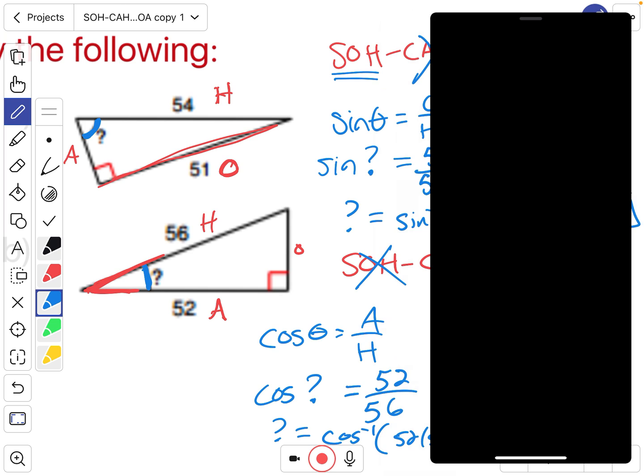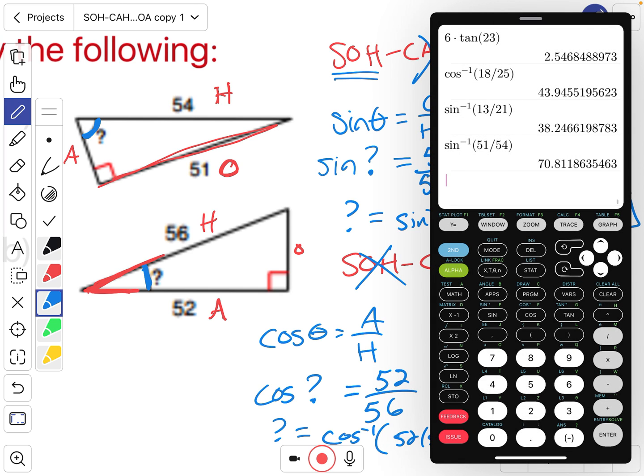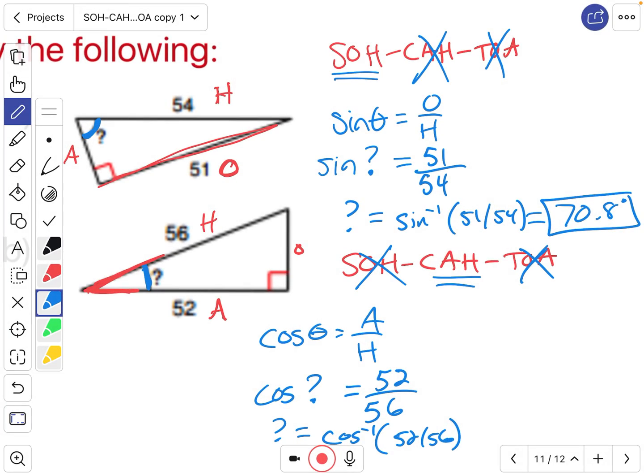So I'll bring up my calculator here. Now we have to do second cosine to get that cosine inverse up. So second cosine, and now it's 52 divided by 56. If I press enter, there you go. You should have gotten about 21.8 degrees.